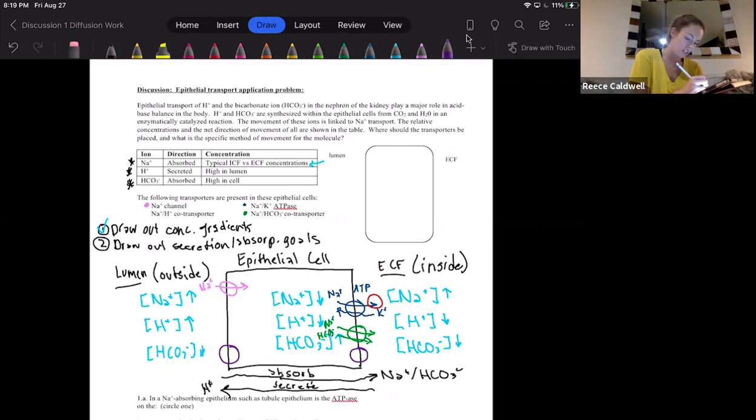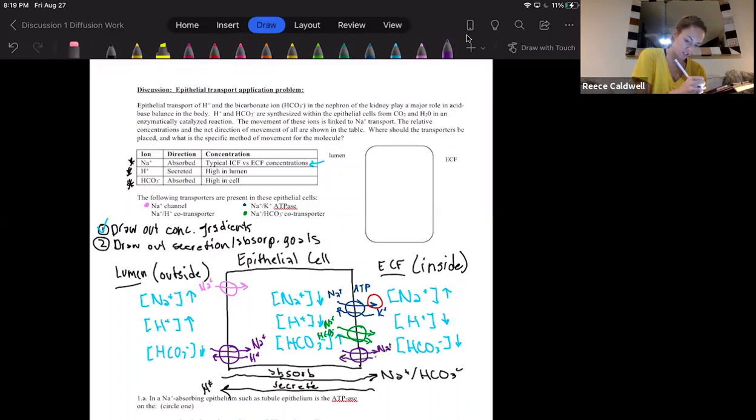We know that sodium is going to be moving in because we're trying to absorb it. And hydrogen is going to be moving out because we're trying to secrete it. And same thing on this side, sodium is going to be moving into the body because we're trying to absorb it.